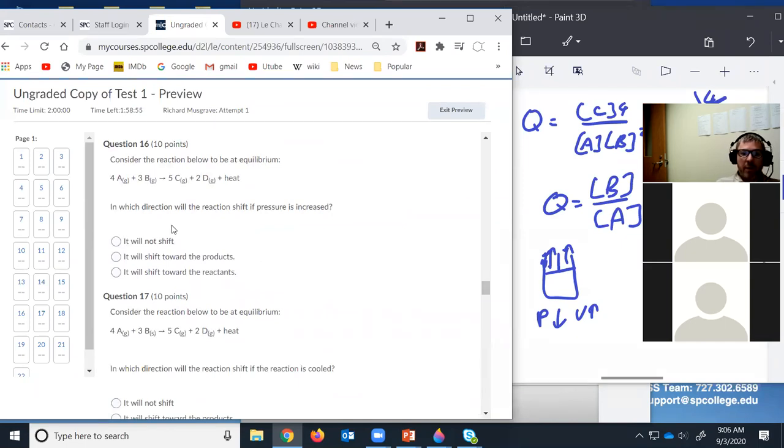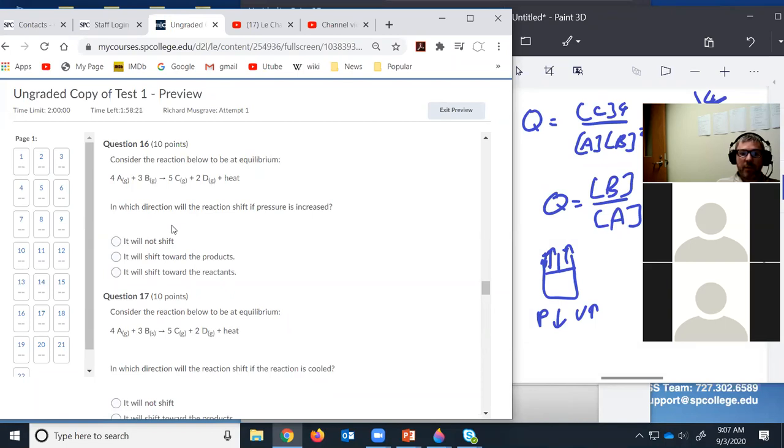All right, which way will the reaction shift if the pressure is increased for this one? It'll shift towards the products. Now, why do you say that? As you increase pressure, it'll shift towards the side that has the least gas molecules. Okay, now that's true. It will shift towards the one that has the least gas molecules.